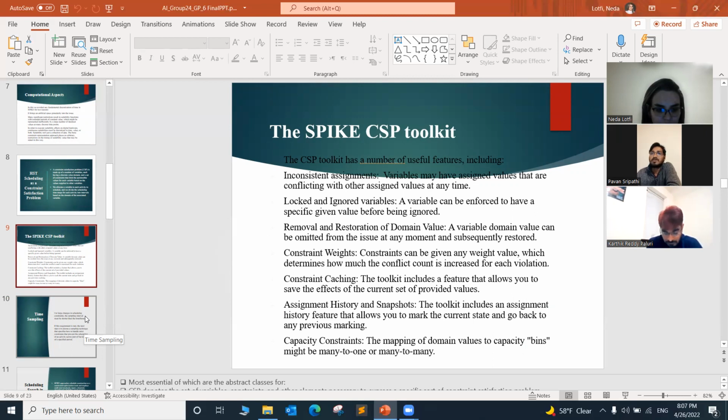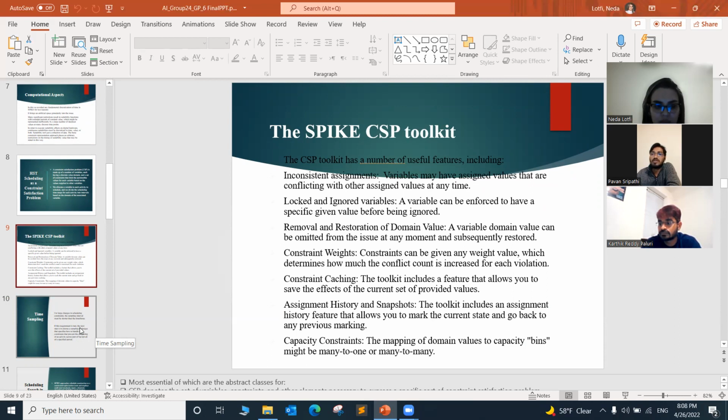When it comes to inconsistent assignment, variables may be assigned values that conflict with other assigned values at any time. And locked and ignored variables can be enforced to have a sufficient value before being ignored. Removal and restoring of domain values means a variable's domain value can be omitted from the issue at any moment and subsequently restored.